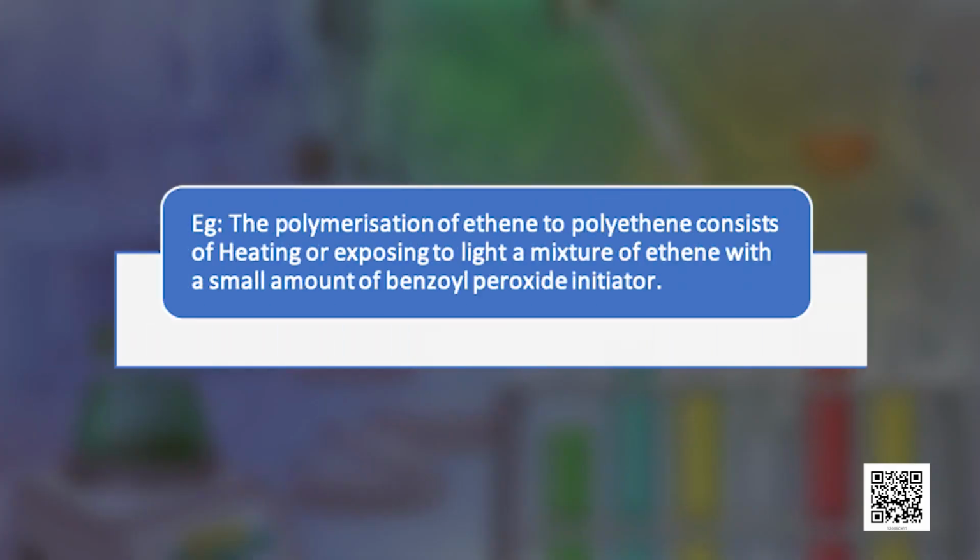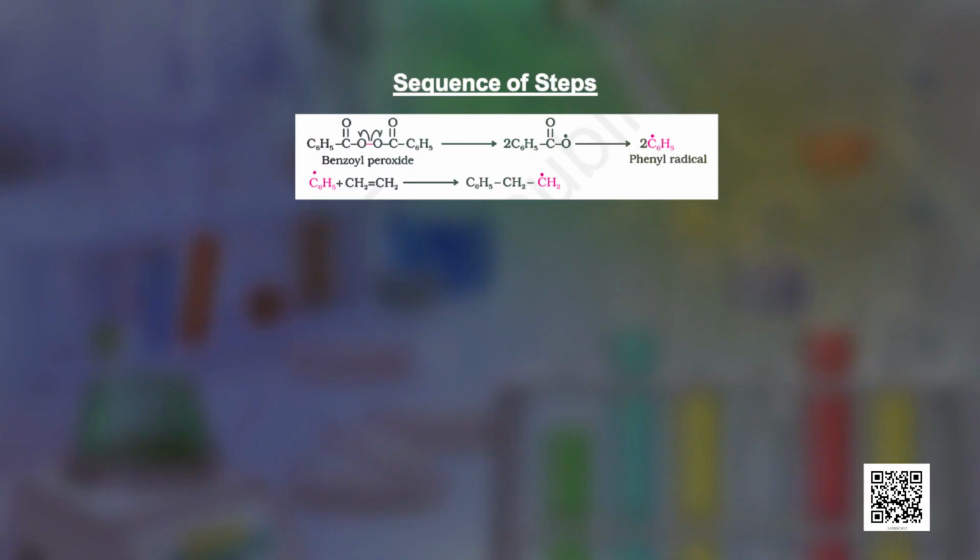Now, this reaction consists of heating or exposing to sunlight a mixture of ethene with a small amount of benzoyl peroxide initiator. The process of polymerization can be divided into three steps. The first step involves the addition of phenyl free radical formed by the peroxide to the ethene double bond, thus generating a new and a larger free radical as shown in the equation, and this step is called the chain initiating step.